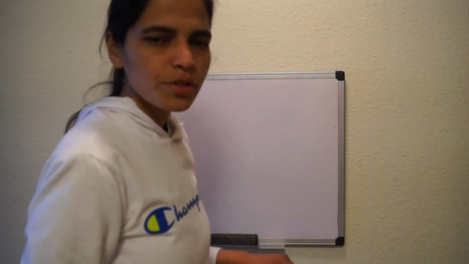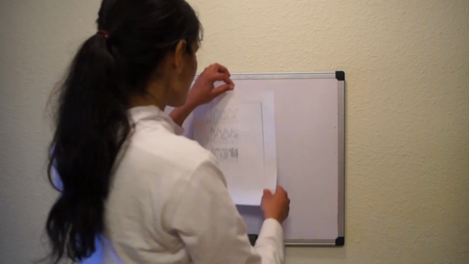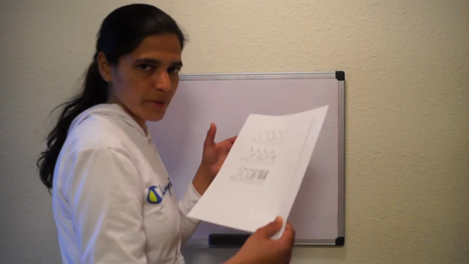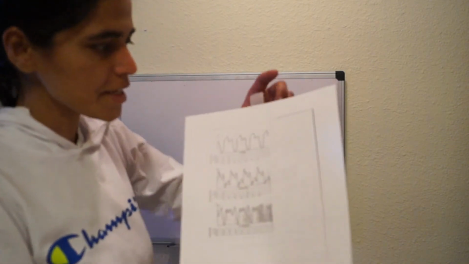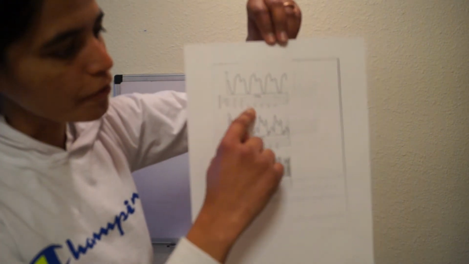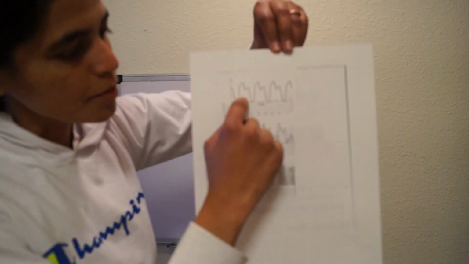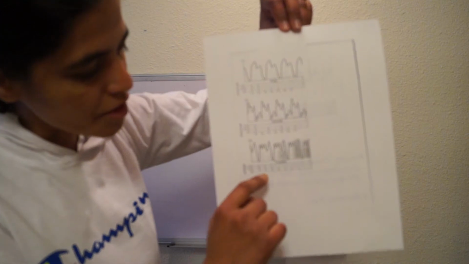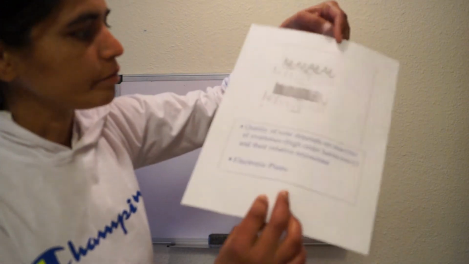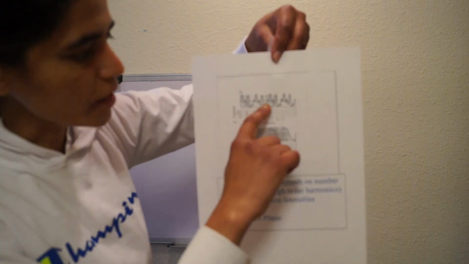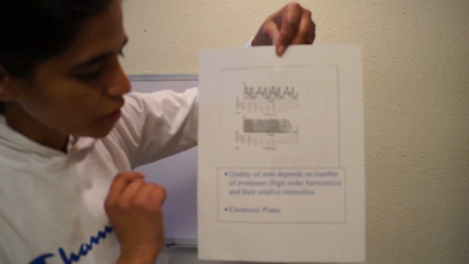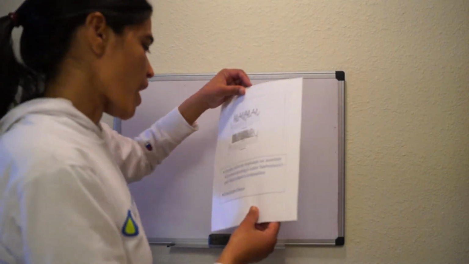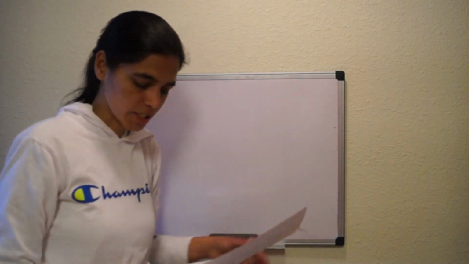So we see this superimposition of waves of different frequency. For example, I think you cannot see this clearly, so I'm going to bring it closer to you. Okay, so this is for flute. You see this, it's periodic, but it's not just a simple sine and cosine. This is for clarinet, this is for trumpet, and then there are others for violin, and here is piano. So the quality of the note actually depends on the number of overtones, right? So higher order harmonics and their relative intensities, okay?